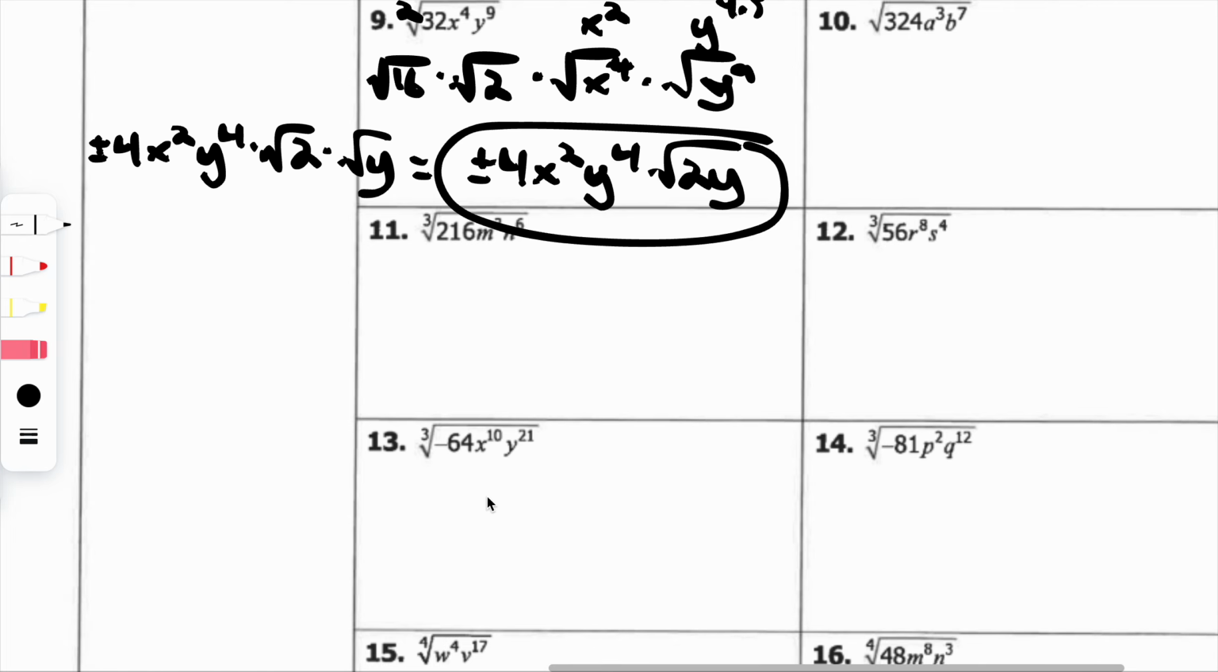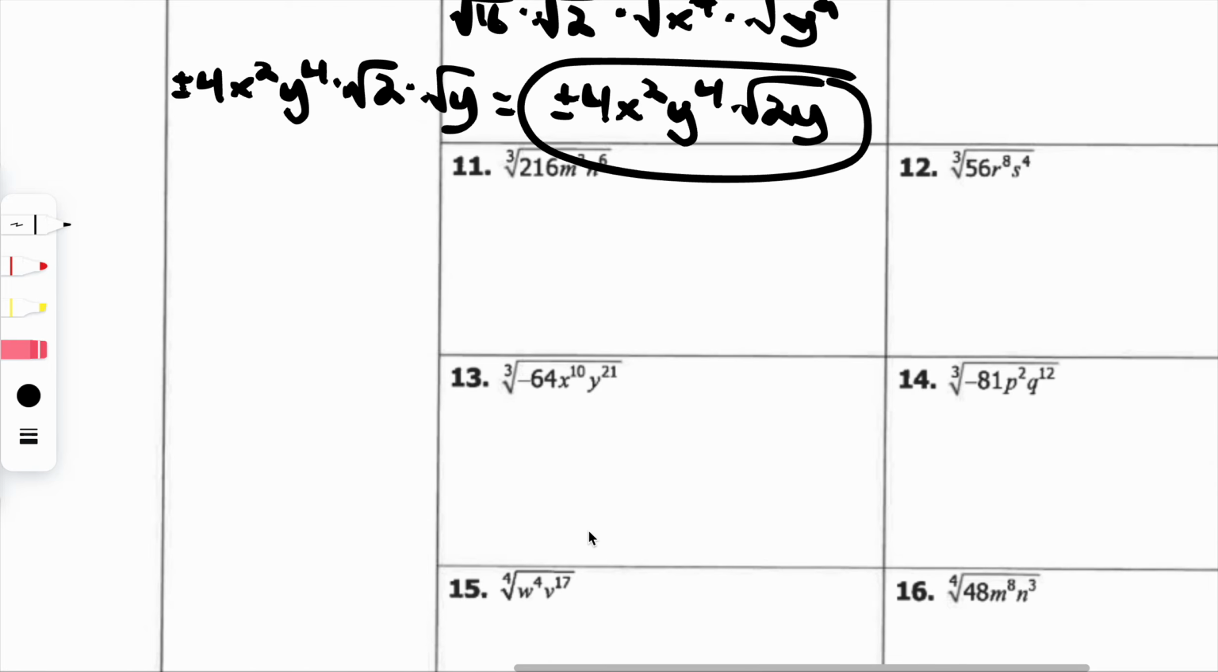Number 13. So we're asked to find the cube root of negative 64. We actually went over this before, that's going to be equal to negative 4. And only negative 4, because we have this negative sign, it's an odd root. Okay?